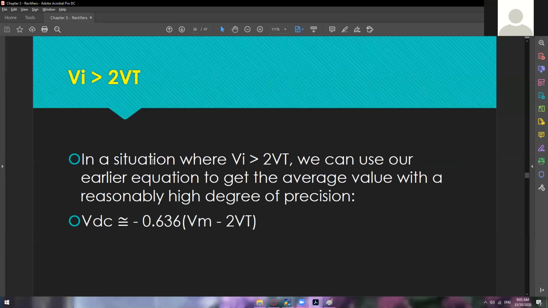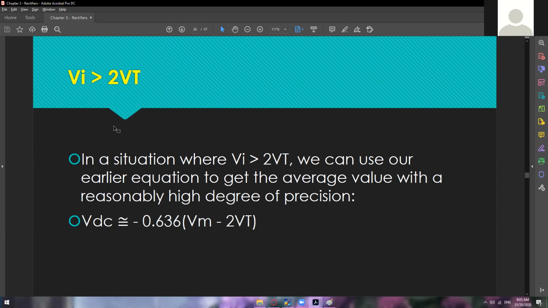All right, so as usual, your voltage input should be greater than twice the voltage threshold, because if not, you won't be able to conduct current on that full wave rectification. So the same idea as with the half wave rectifier: V sub I should be greater than V sub T.